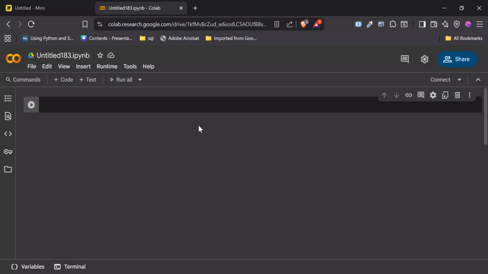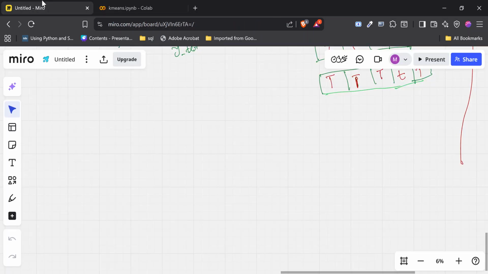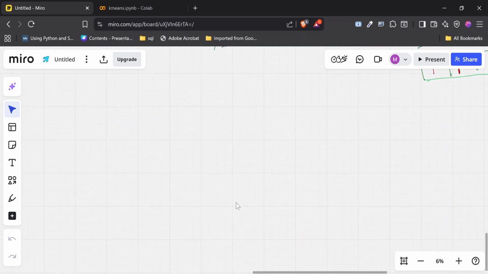Welcome. In this lesson, we are going to be covering K-means. This is going to be the first lesson in unsupervised learning. Like we always do, we are going to understand the idea behind K-means, how it works, and we're also going to write it from scratch.